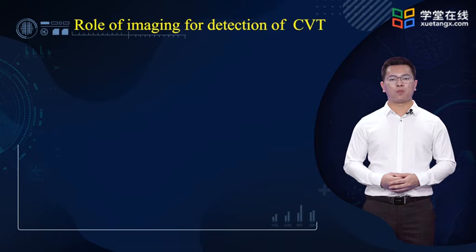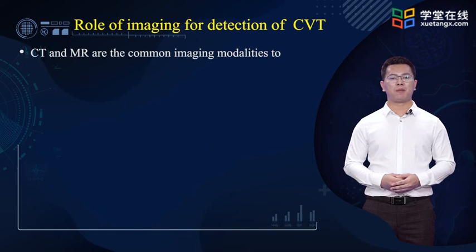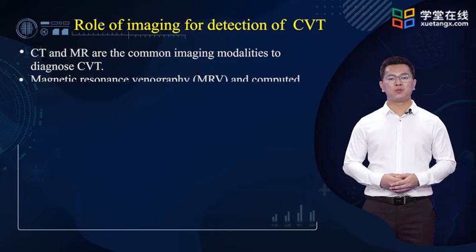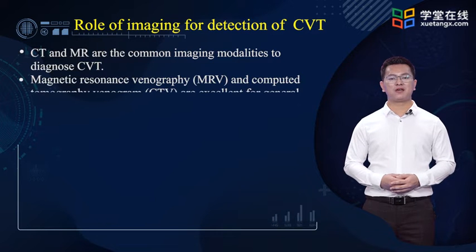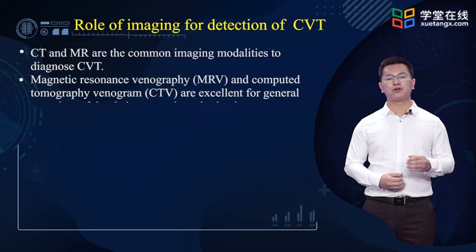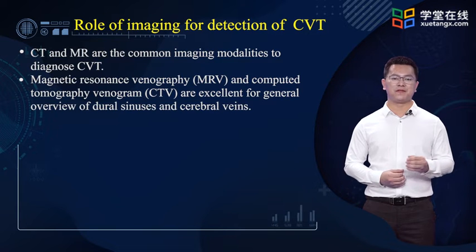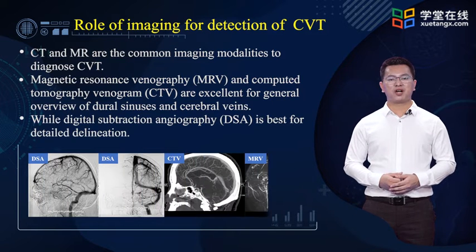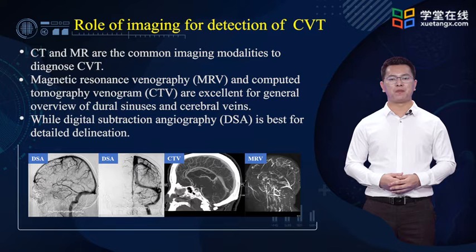CT and MR are the common imaging modalities to diagnose CVT. Magnetic resonance venography, MRV, and computed tomography venogram, CTV, are excellent for general overview of dural sinuses and cerebral veins, while digital subtraction angiography, DSA, is best for detailed delineation.